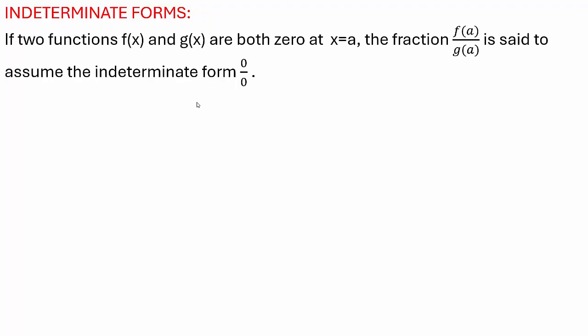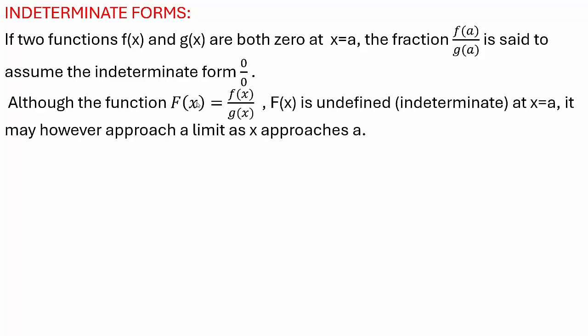What are the indeterminate forms? If two functions f(x) and g(x) are both 0 at a point x equal to a, the fraction f(a) by g(a) is said to assume the indeterminate form 0 by 0. The two functions f(x) and g(x) both are 0 at a point. This implies that the fraction f(a) by g(a) assumes indeterminate form, that is 0 by 0 form.